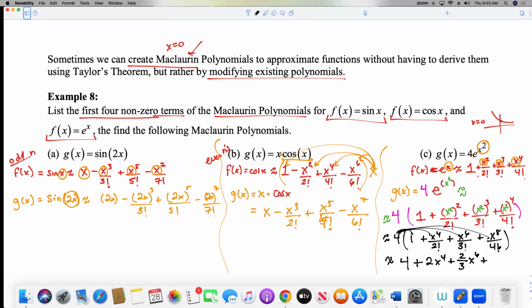So that's going to be, 4 over 4 factorial is 4 over 24, which is 1/6. So it's going to be 1/6 x to the 8th. And that's it.